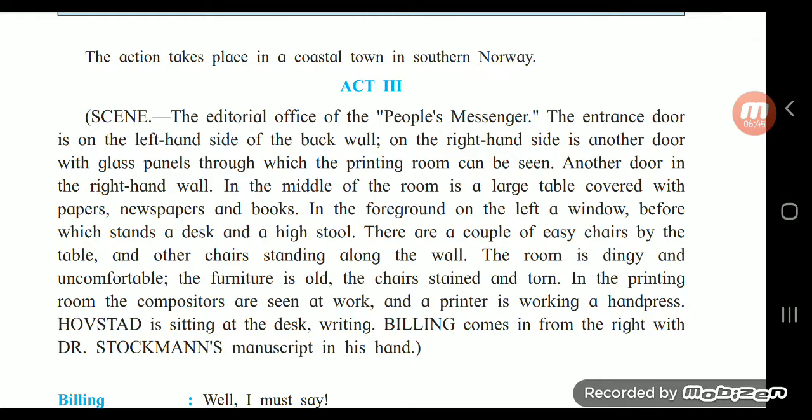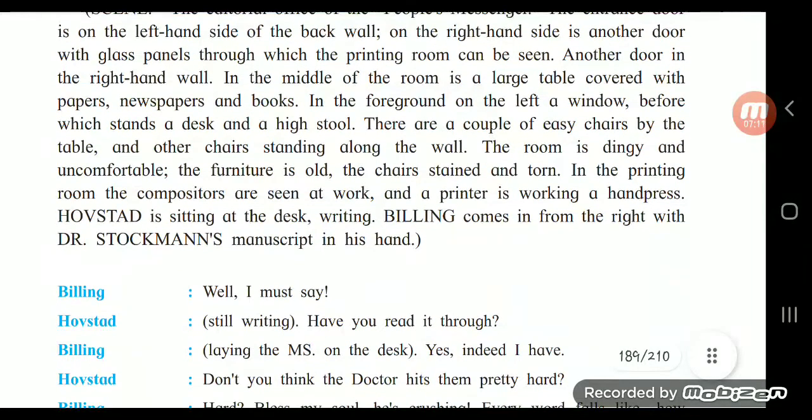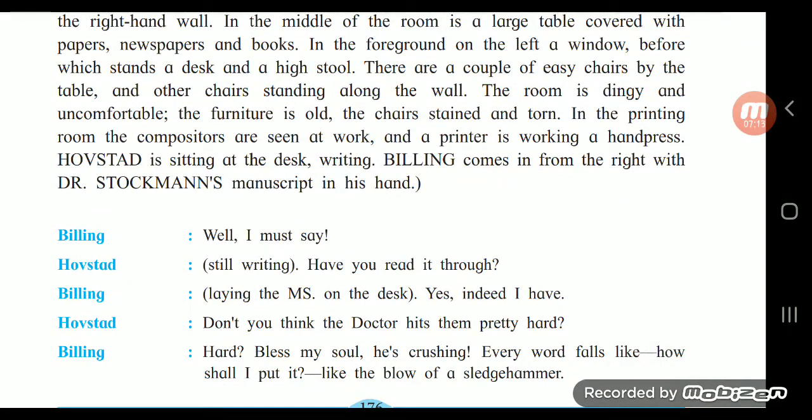The entrance door is on the left hand side of the back wall. On the right hand side there is another door with glass panels through which the printing room can be seen. Okay, so it is an editorial office, and once you sit there you can see what is going on in that printing press. It is situated in that way. Okay. Another door, yeah, I don't have to read all this. Yeah, this is more important, the last lines.